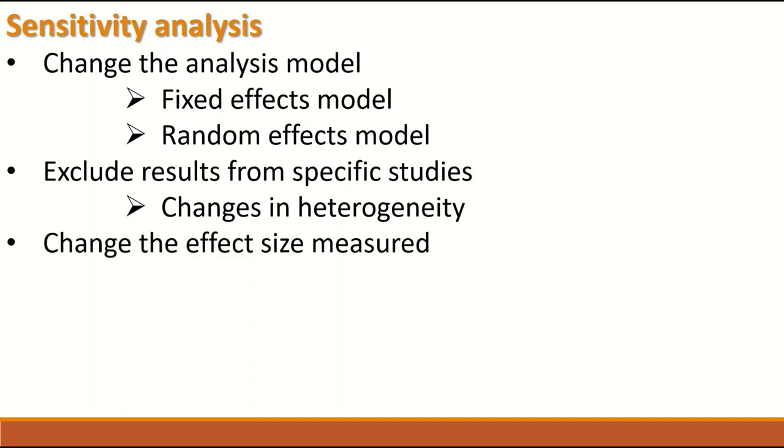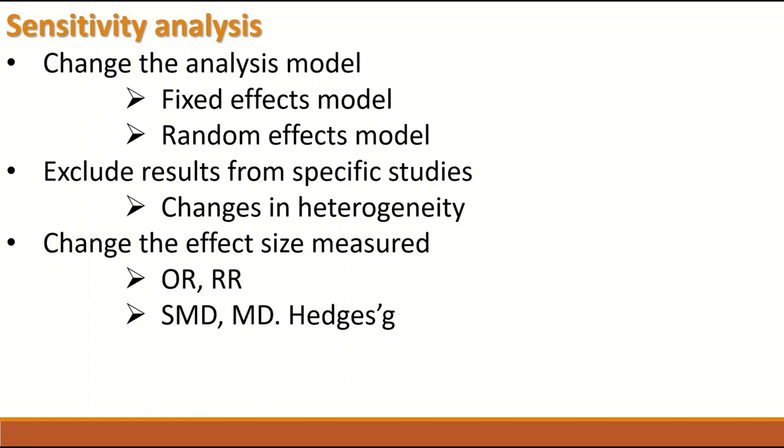Another sensitivity analysis can be performed by changing the effect size measure. If the odds ratio is used as a measure of effect size, then a risk ratio can be used. So odds ratio and risk ratio for binary outcome. Similarly, for continuous outcomes, the standardized mean difference can be used or replaced by mean difference, or Hedges' g can be used, or Cohen's d, and so on. So these are the changes that can be adopted when performing and repeating meta-analysis. So it's just a repetition of meta-analysis with changes of one of these options, and then observing the effect on the overall estimate of the effect size and also the overall changes in heterogeneity.